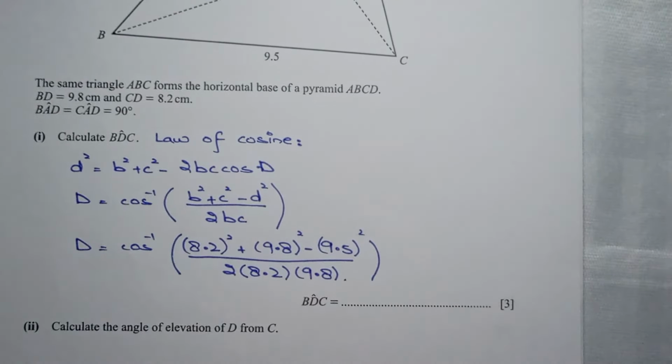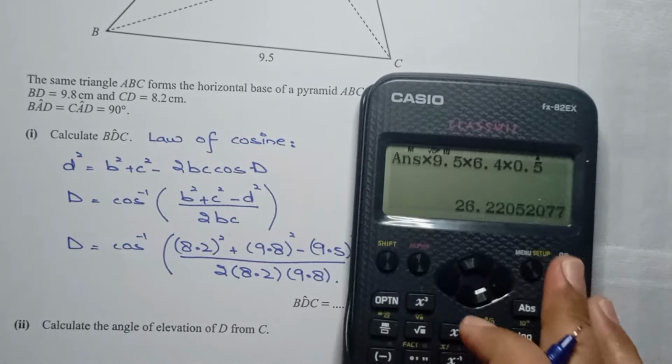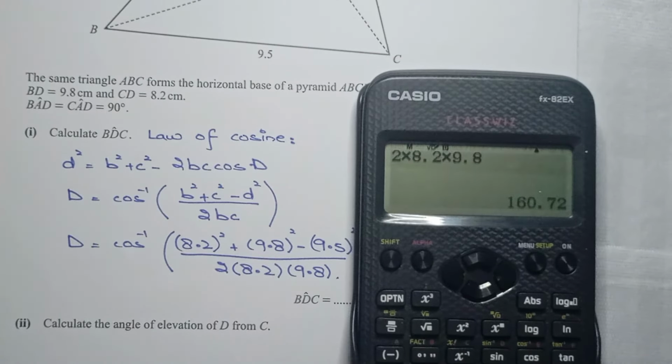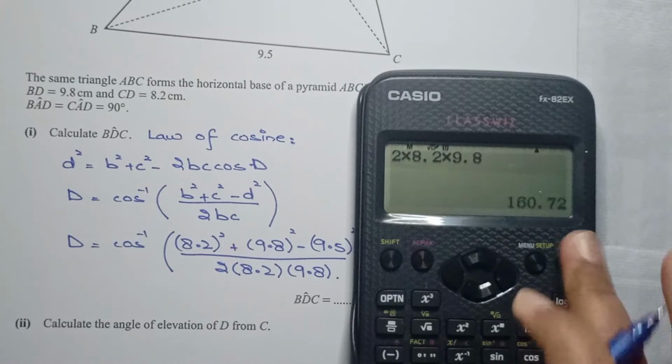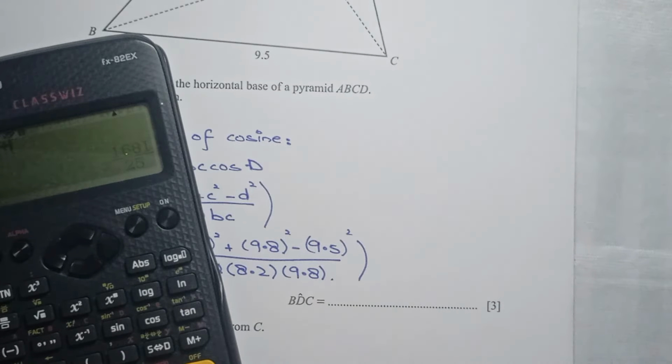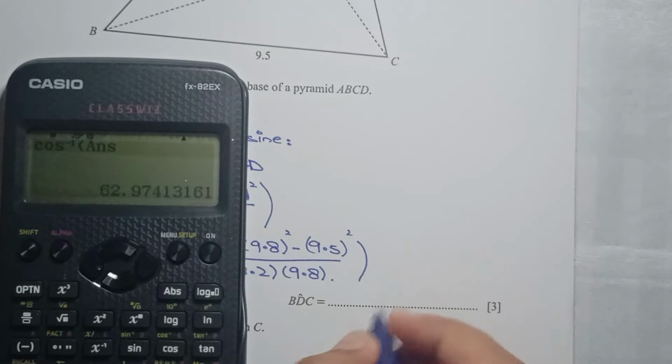Okay, let me calculate that angle. So first let me do the denominator. 2 times 8.2 times 9.8. So the denominator is 160.72. Okay, now 8.2 square and then plus 9.8 square, and then subtract 9.5 square, and then divide by 160.72, and then doing cos inverse is 62.97, or we can say 63 degrees is that angle D.